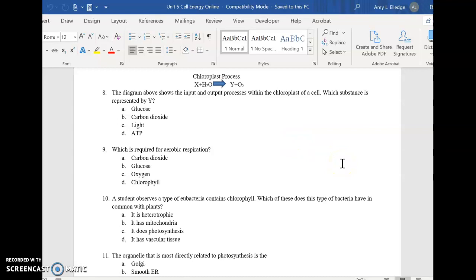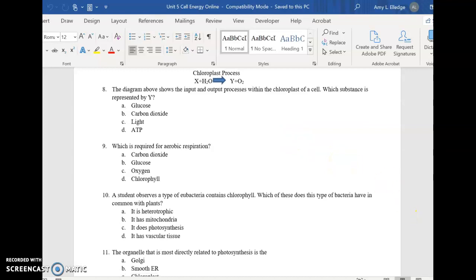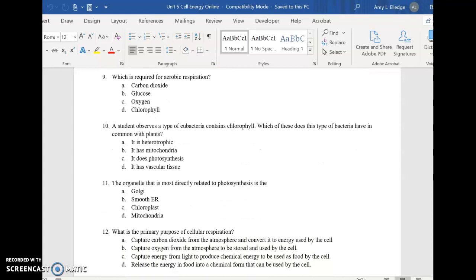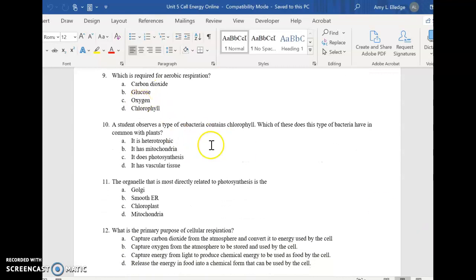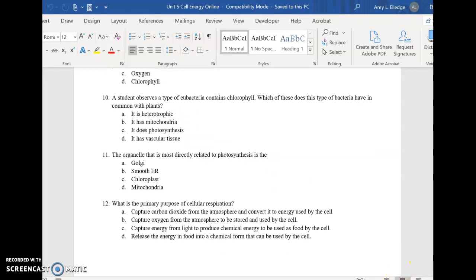Number 9, which is required for aerobic respiration? So you need to know what aerobic means. What's in the air that you use? Oxygen. Number 10, a student observes a type of eubacteria containing chlorophyll. Well, what color is chlorophyll? It is green. Which of these does this type of bacteria have in common with plants? Well, if it's using green stuff, guess what process it's doing that plants also do? Photosynthesis.